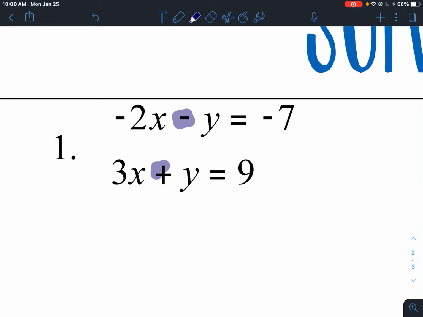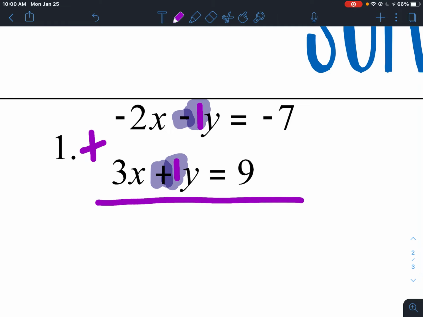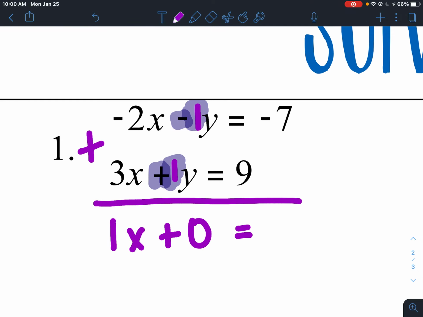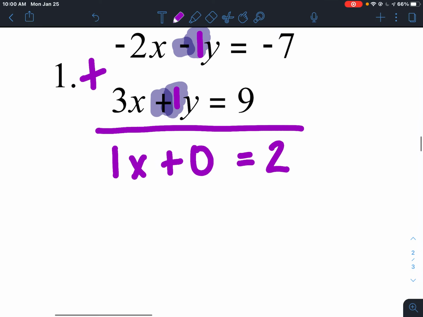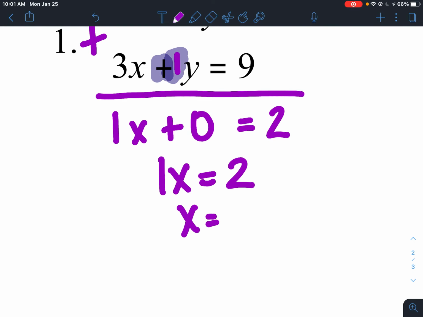I have a minus and I have a plus, but I notice that there's actually not any coefficients. Remember, you can always add a 1 in front of the variable if there's no number given. So now I have a negative 1 and a positive 1. So I am able to add these two equations together. So negative 2x plus 3x is a 1x. Negative 1y plus 1y equals 0. So plus 0 equals negative 7 plus 9 is a 2. So 1x equals 2. X equals 2.